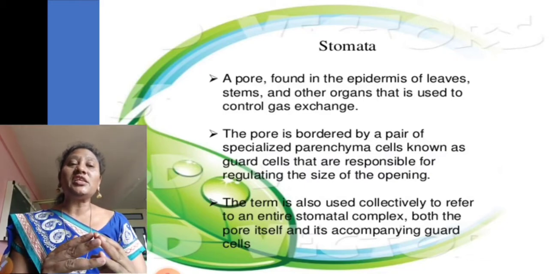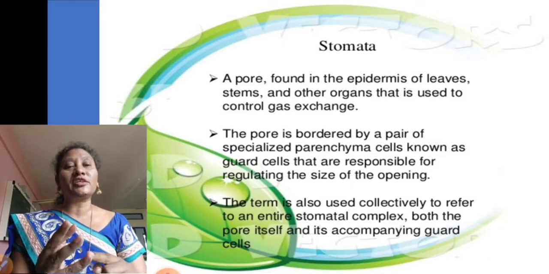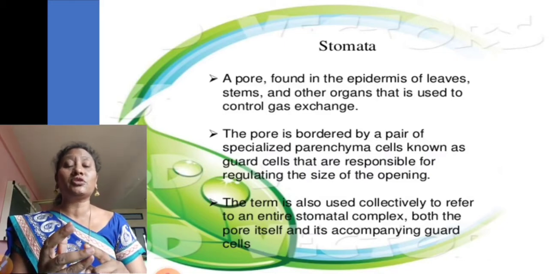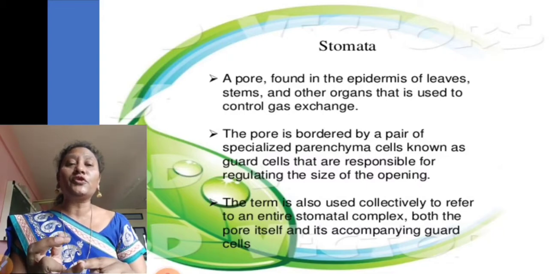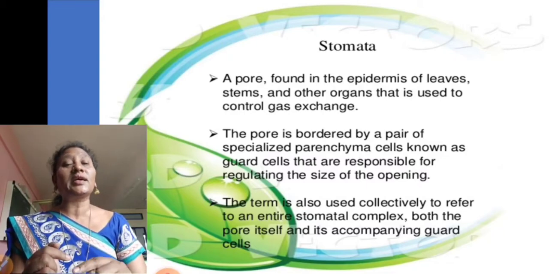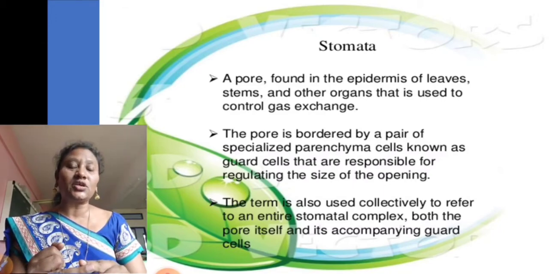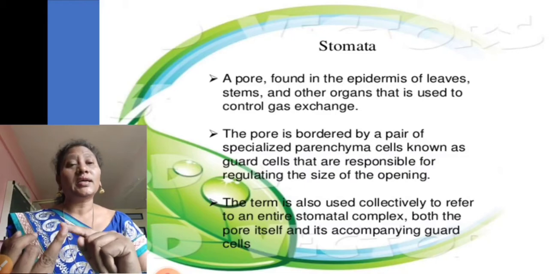In which activities do we find gaseous exchange? We find it in the process of respiration and the process of photosynthesis. In the process of photosynthesis, plants take in carbon dioxide and release oxygen. In respiration, the plants take in oxygen and release carbon dioxide.